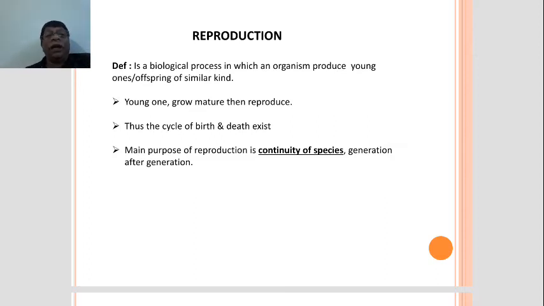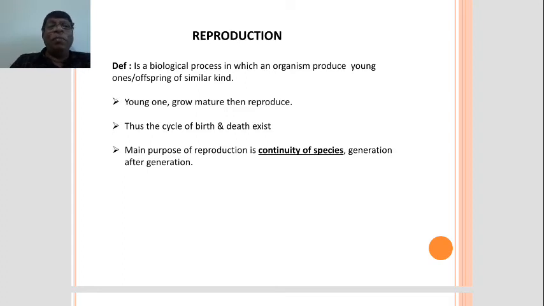What is reproduction? You have studied in your first PUC. Reproduction is a biological process in which an organism produces young ones or offspring of its own kind or similar kind.